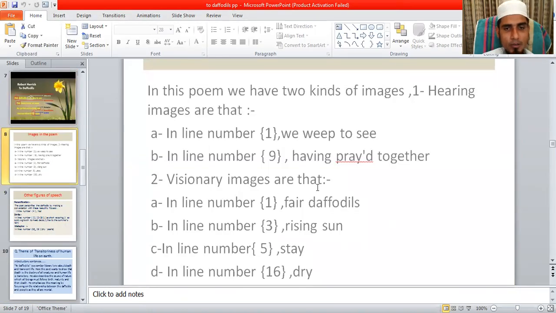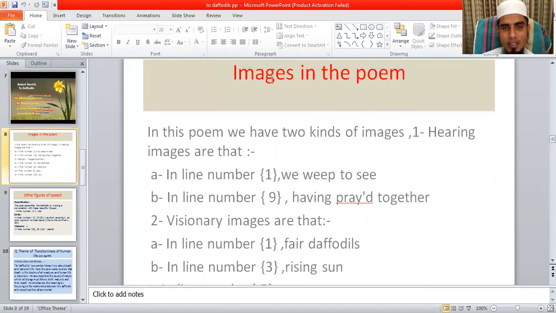So now I'd like to discuss with you some figures of speech and images in the poem. There is a short question maybe: what types of images does the poet use in the poem? Image means picture of words. Whenever we read the lines, a picture arises in our mind, in our inner eye. So this is called image.